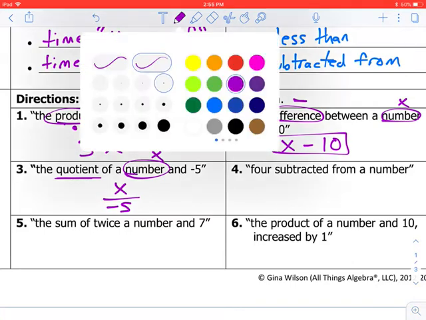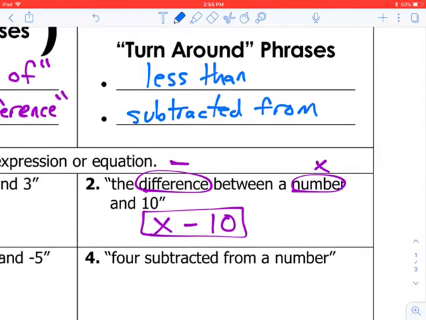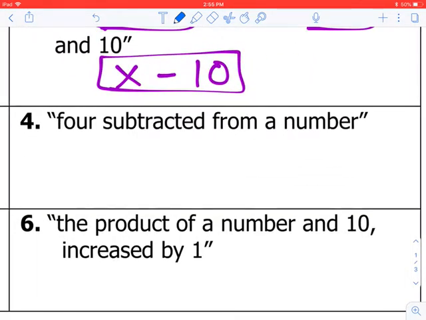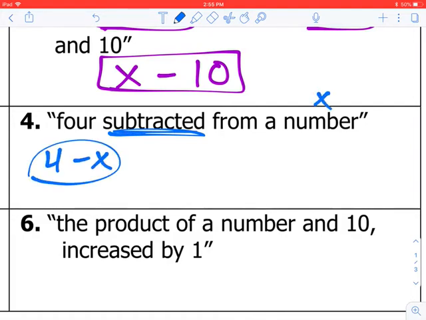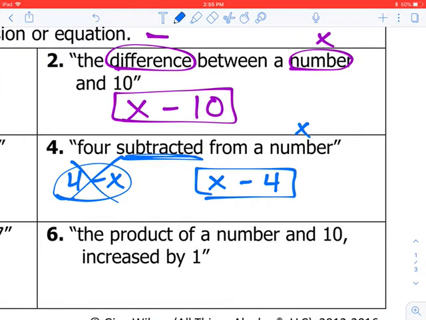Okay. So the next one, 4 subtracted from a number. So this is one of those turnaround phrases. Okay, so 4 subtracted from a number is not 4 minus x. This is wrong. 4 subtracted from a number means here's your number, you're subtracting 4 from that. There's our answer. Okay, and then we'll just go ahead and finish up with number 6.